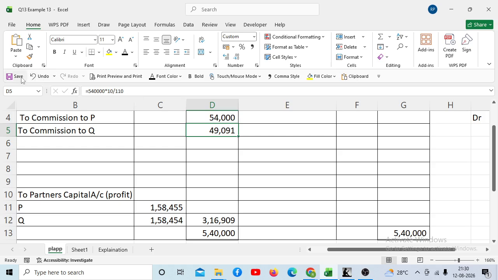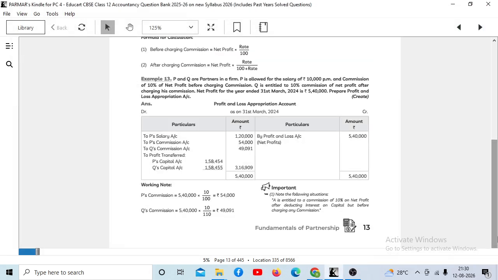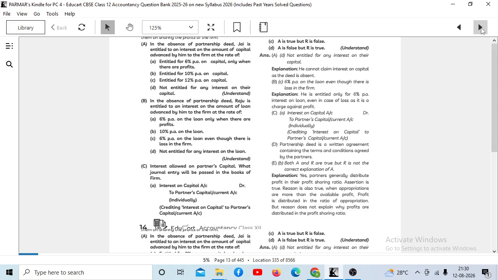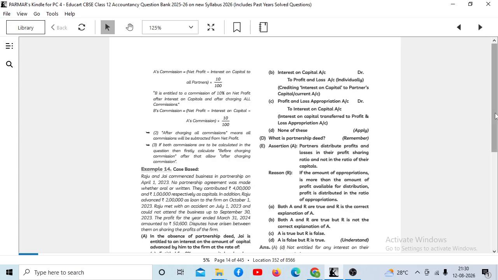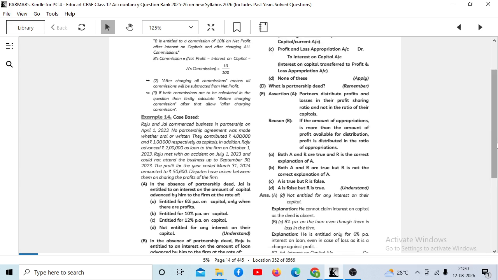Okay, so this question is completed. Question number 13. Let us solve question number 14. Now question number 14 is a conceptual question. We will just read it and we will try to answer it, right? So I am just reading it.